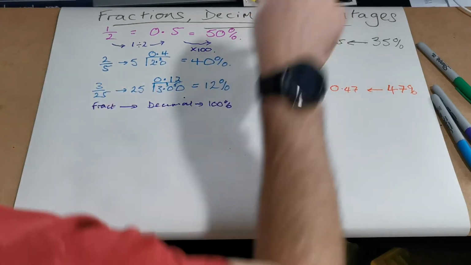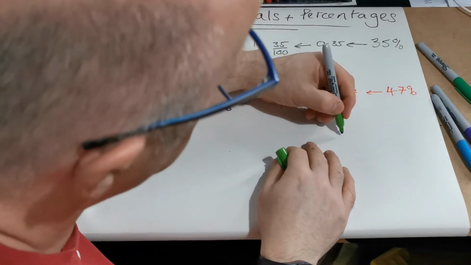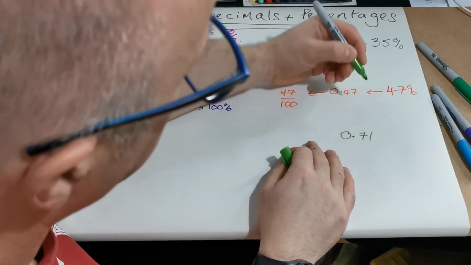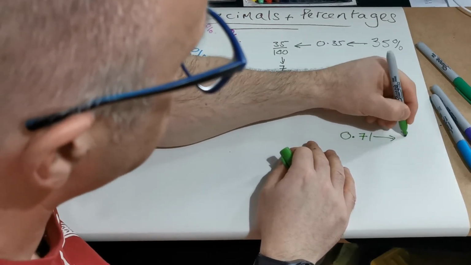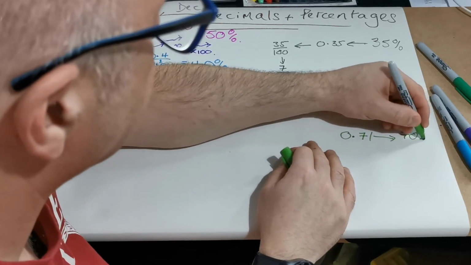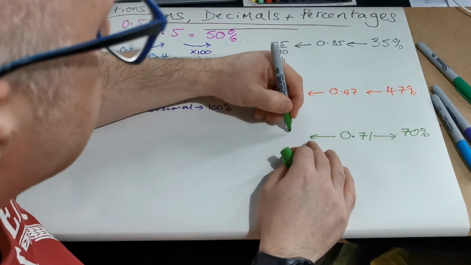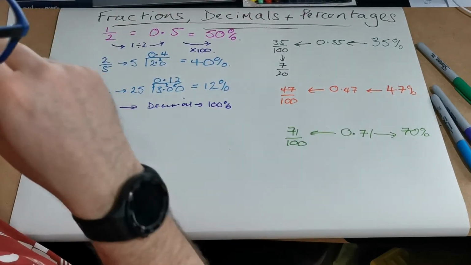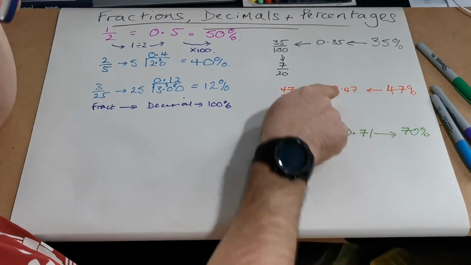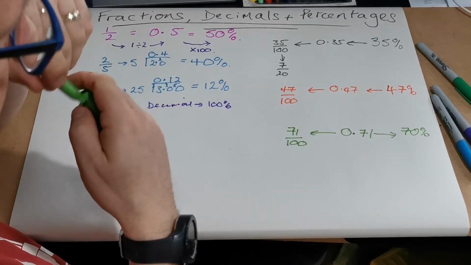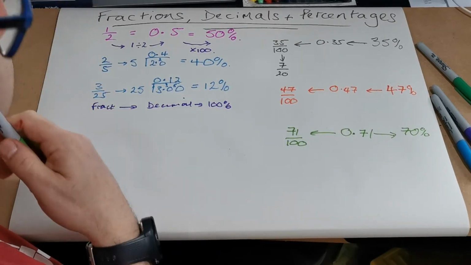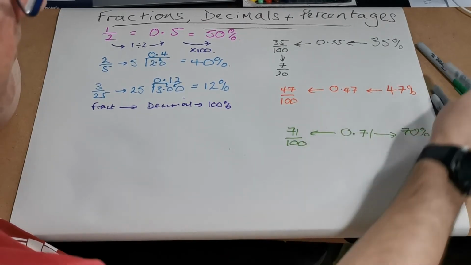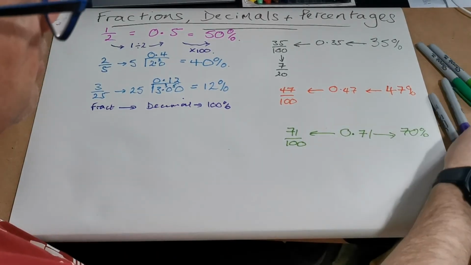What about if I was given a decimal in the middle? So let's say 0.71. Easy, that is 71%, and 71/100. So actually, if you get a nice prime number stuck in the middle, then it's really easy to just stick that decimal over 100.